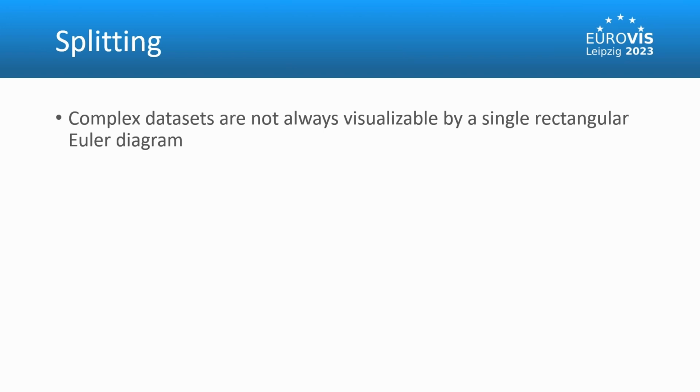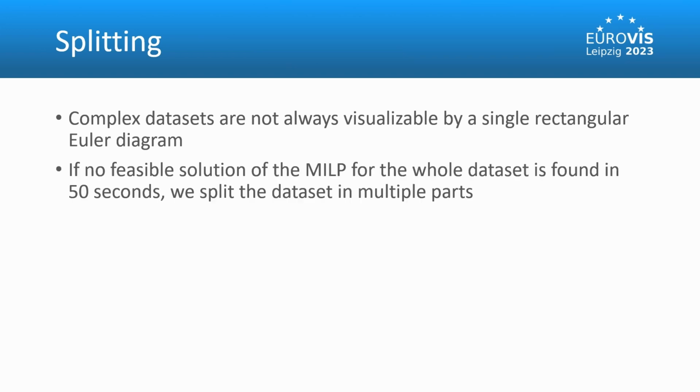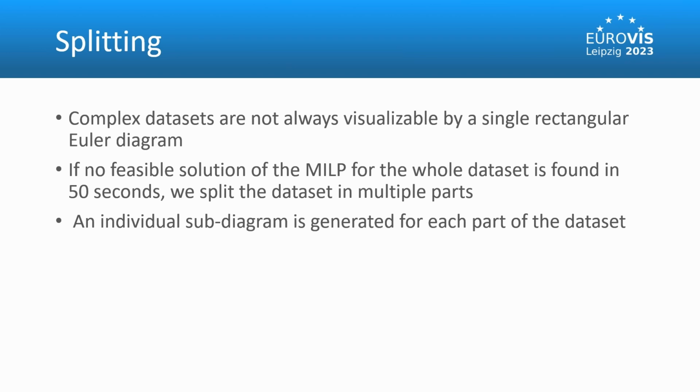Regular shapes like circles and rectangles cannot generate diagrams for all set systems. Circles can, for example, only visualize Venn diagrams of up to 3 sets. Rectangles are able to generate Venn diagrams of up to 4 sets. To determine if a given dataset can be represented by one rectangular Euler diagram, we try to find an initial feasible solution for our mixed integer linear program for the full dataset. If we do not find a feasible solution within 50 seconds, we split the dataset in parts and try to find a solution for each subdataset individually. In the splitting step, sets are duplicated and element groups are distributed among the independent subdiagrams.